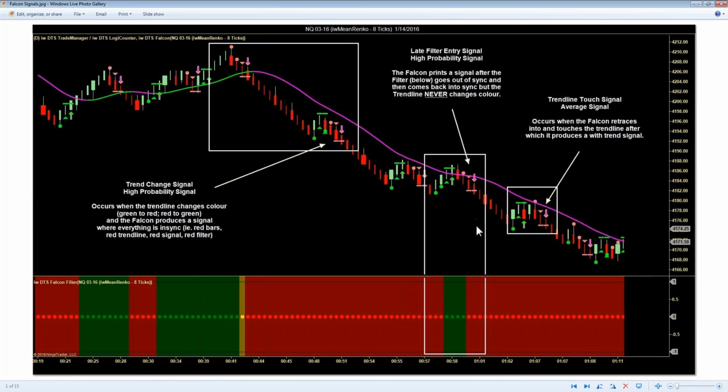And then we also have the late filter entry signal, which means that the filter goes out of sync and comes back into sync, but the trend line itself never changes color. Very important. This is also a very high probability signal. And last but not least, we just have your typical trend line touch signal, where the market retreats into the trend line, bounces out, comes out with the signal, and we normally anticipate some follow through from there.